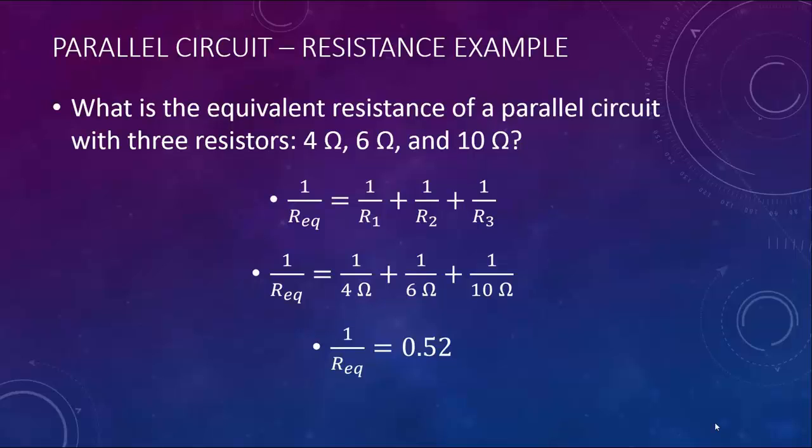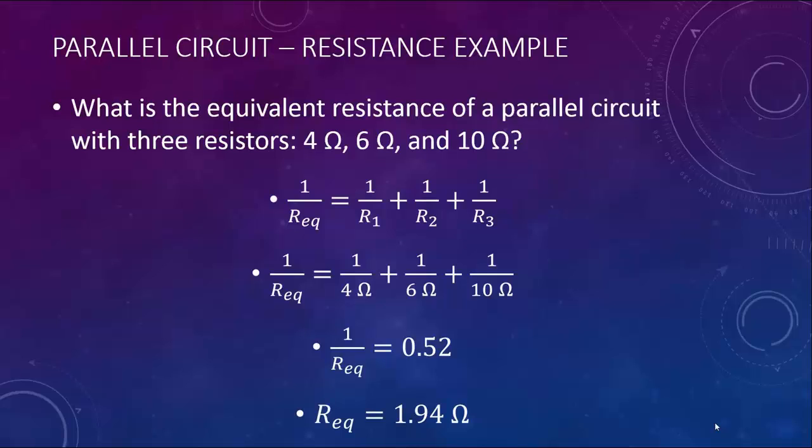This is not the answer. The question doesn't ask for the reciprocal of the equivalent resistance. We want to know the equivalent resistance. You could use the reciprocal button on your calculator that looks like a 1 divided by x, or you could put the 0.52 over 1 and cross multiply and divide. Either way, you'll find that the equivalent resistance is 1.94 ohms.